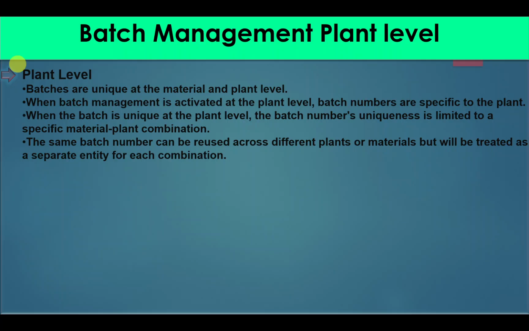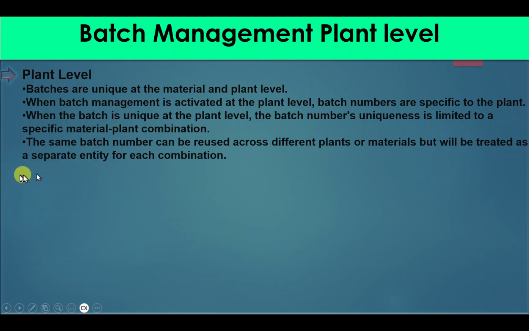When batch management is activated at plant level, batch numbers are specific to the plant, meaning it will be controlled under one plant where these unique numbers will be restricted on plant level. So the same plant cannot have a similar batch, but another plant can use the same batch numbers. So when the batch is unique at plant level, batch number uniqueness is limited to the specific material plant combination.